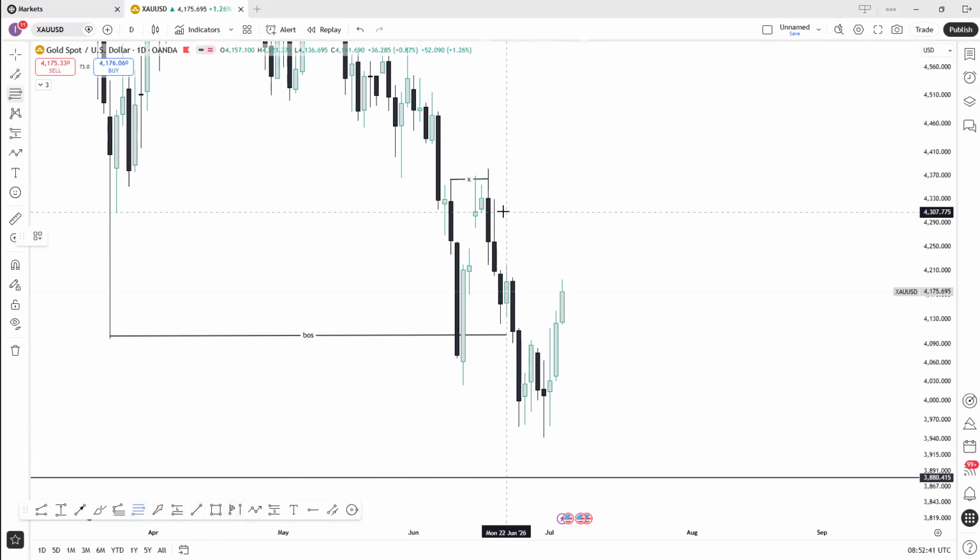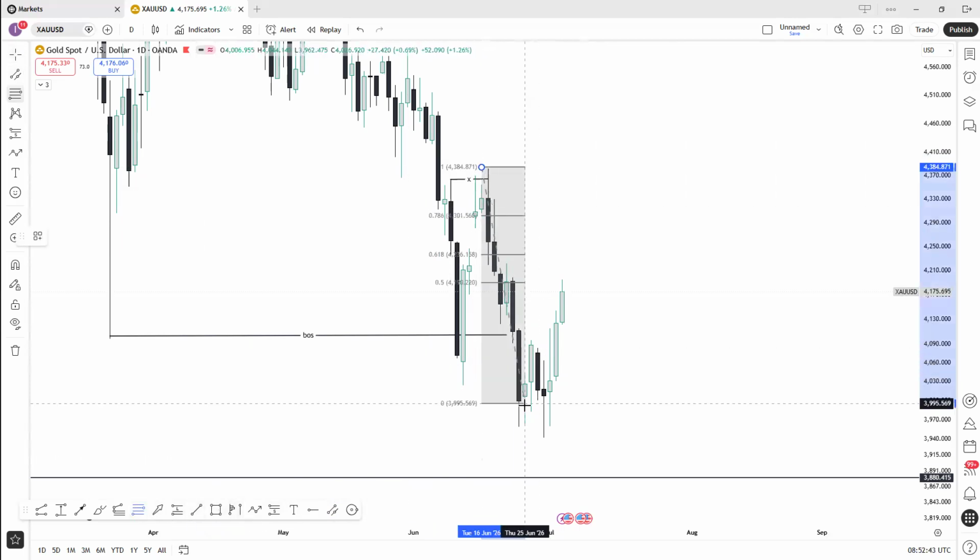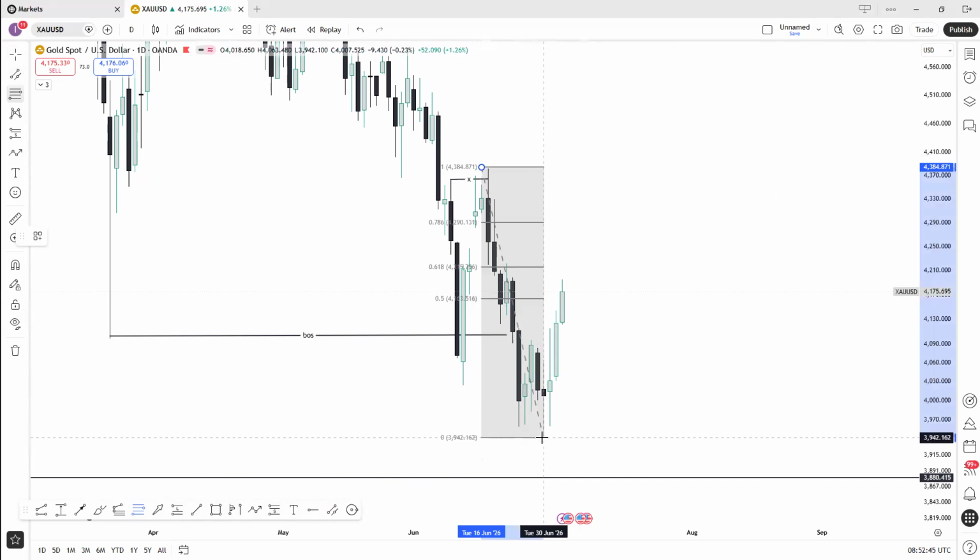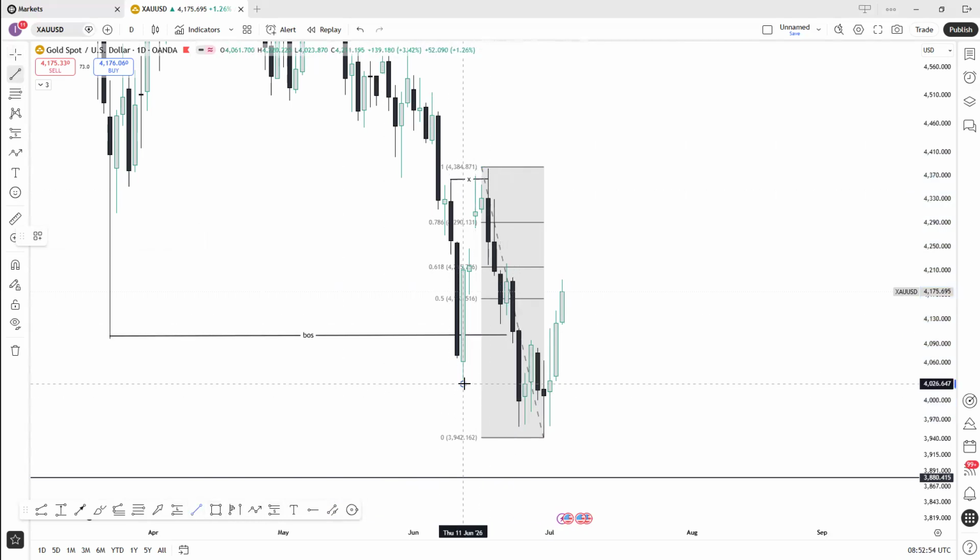So from that point is where we get an impulsive move to this area. See that impulsive? That is a very good impulsive move. Also here you have another break of structure and continuation. So for now, price is on a corrective move.